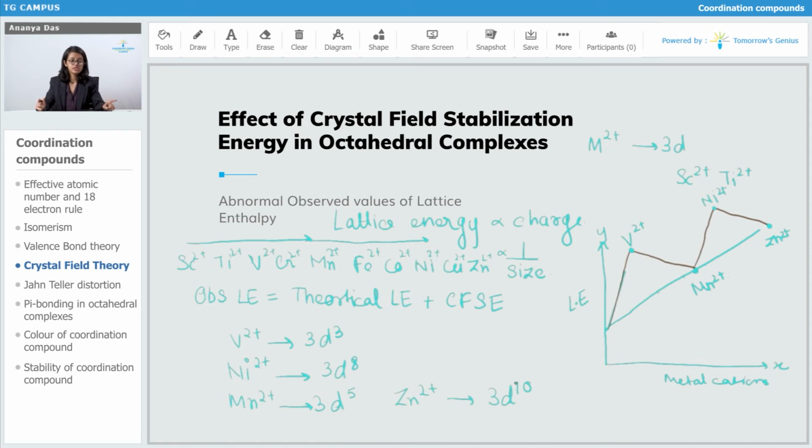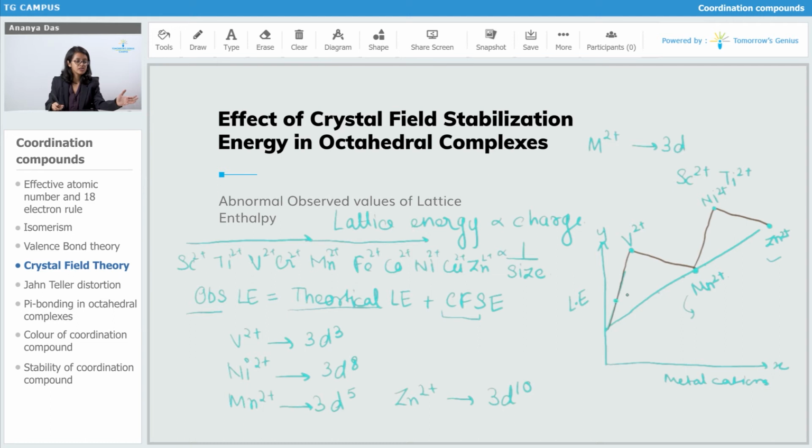That is why the lattice energy of the vanadium 2 positive ion and the Ni2 positive ion comes out to be the highest. And when we calculated the CFSE, we also saw that the CFSE of the d5 high spin as well as the d10 configurations was 0. That is why manganese 2 positive and zinc 2 positive lie on the theoretical line, because for them the observed lattice energy is equal to the theoretical lattice energy, because the CFSE is 0. For zinc also, the observed lattice energy is equal to the theoretical lattice energy, because again for zinc CFSE is 0. For others it is not so.